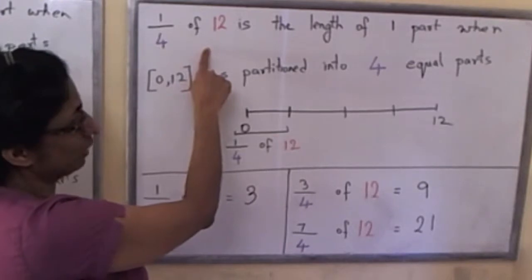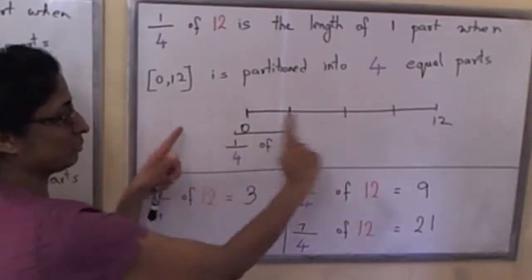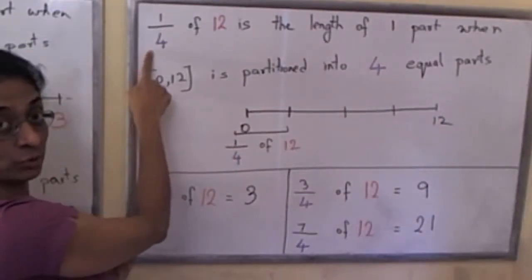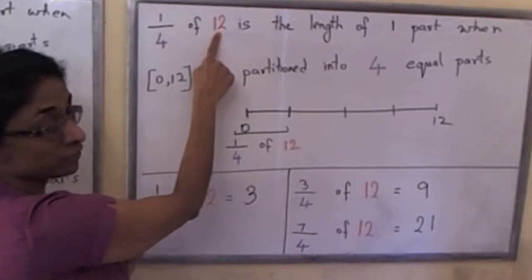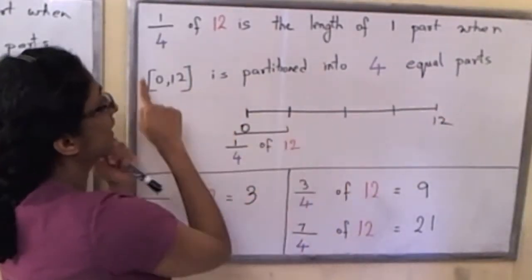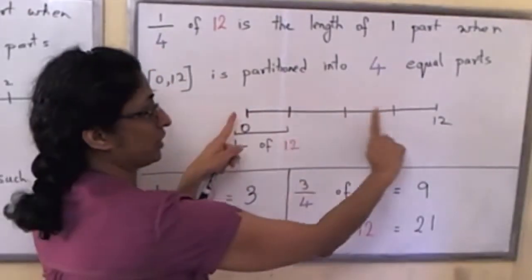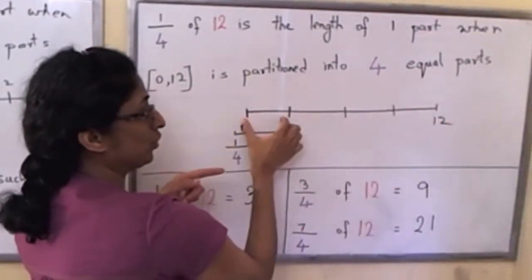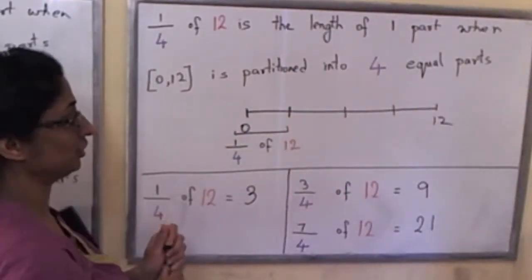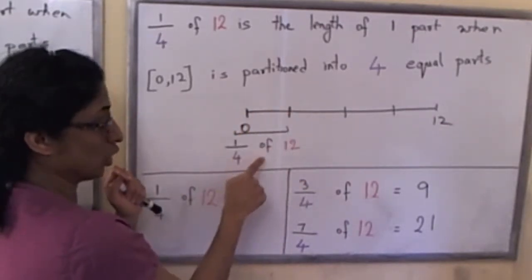1/4 of 12 is the length of one part when the segment from 0 to 12 is partitioned into 4 equal parts. So this 12 tells us to consider a segment of length 12, and the 4 in the denominator is telling us to partition this segment into 4 equal parts. And by definition, the length of one such part is 1/4 of 12.